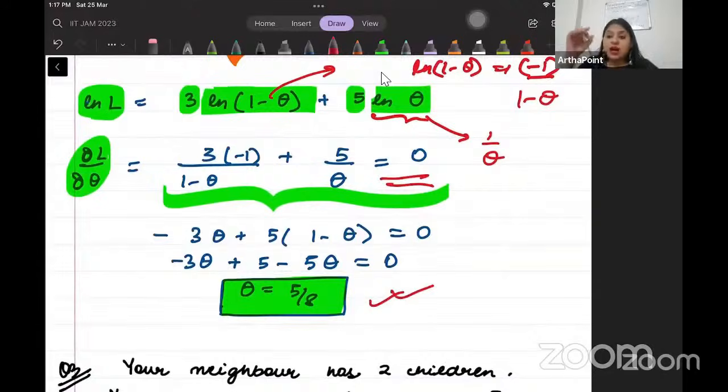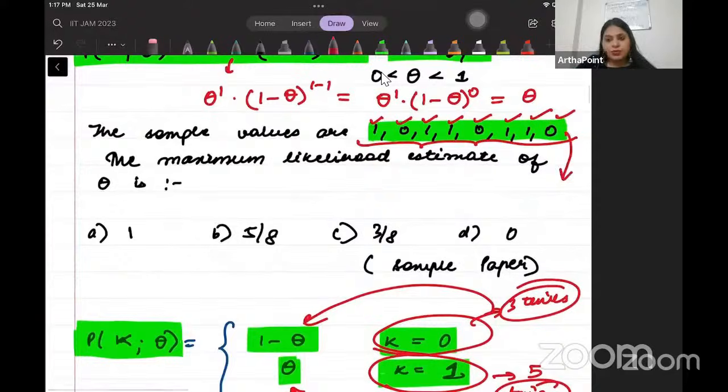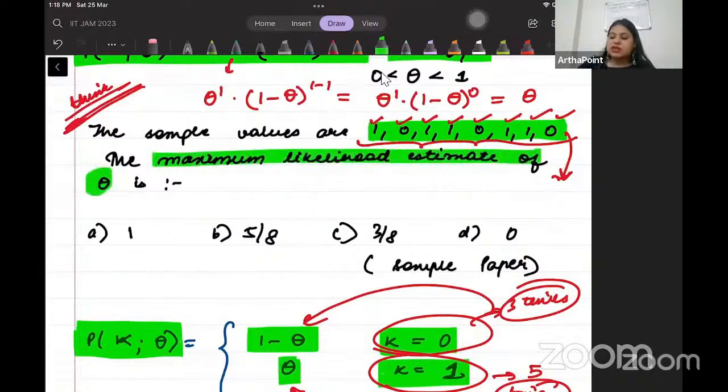So this is very interesting, right? If you notice, there were 8 sample values here and 1 was coming 5 times out of those 8 times. And that is exactly what my MLE is coming. So I want you to think whether this is just something that happened by coincidence or whether this will always happen. Okay. So here we have found out that the maximum likelihood estimate of theta is going to be 5 by 8.